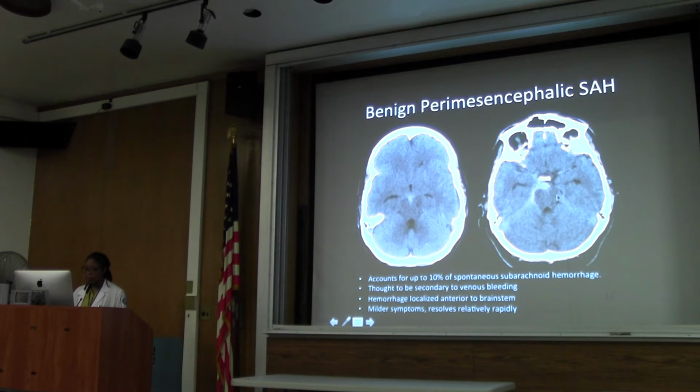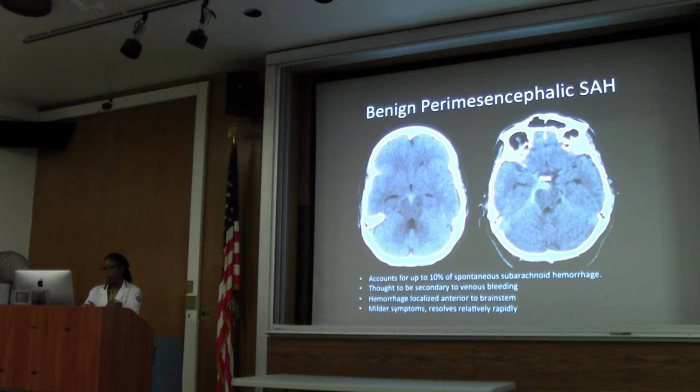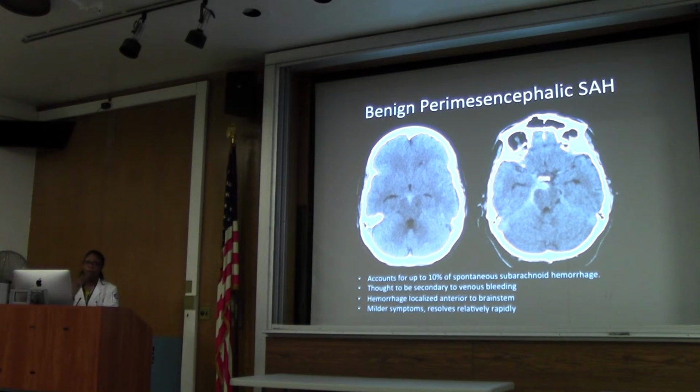Another image here demonstrates another patient, with a very obvious blob of high density in the interpeduncular cisterns and probably even coming along the perimesencephalic region. So this is an example of a benign perimesencephalic subarachnoid hemorrhage. I've only seen maybe one or two. It's not that common, but they say it accounts for about 10% of spontaneous subarachnoid hemorrhage. It's thought to be secondary to venous bleeding. It's usually located right between those interpeduncular cisterns.